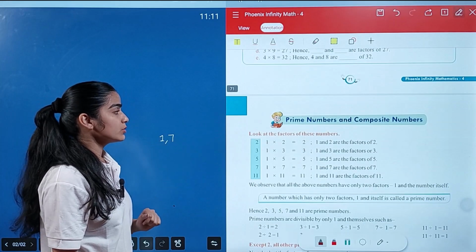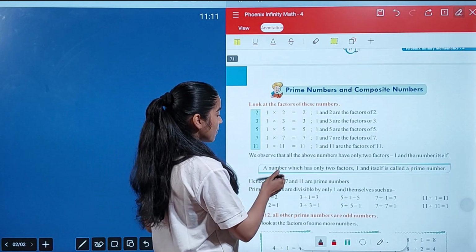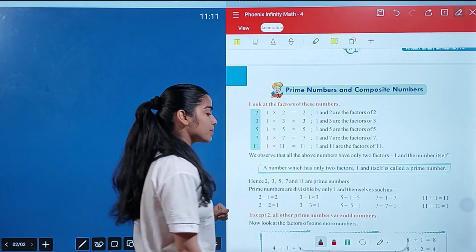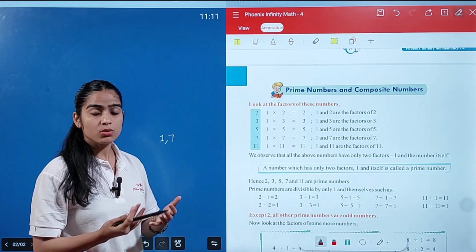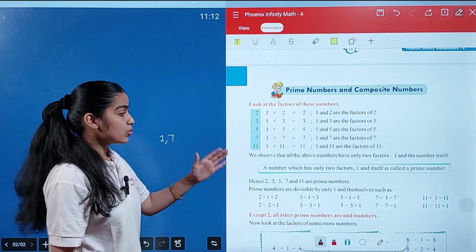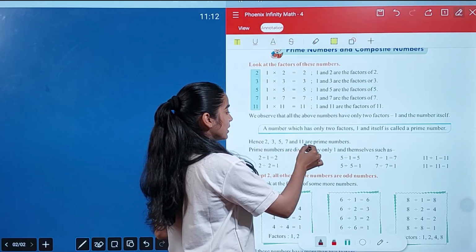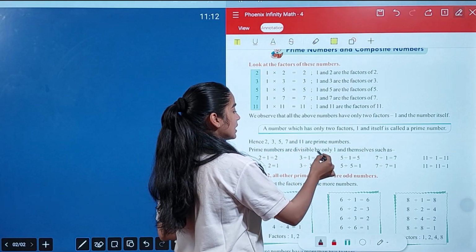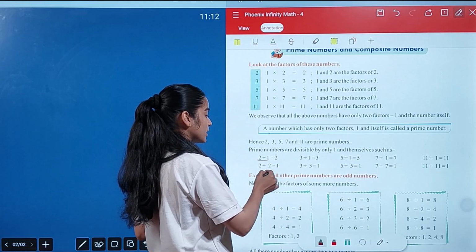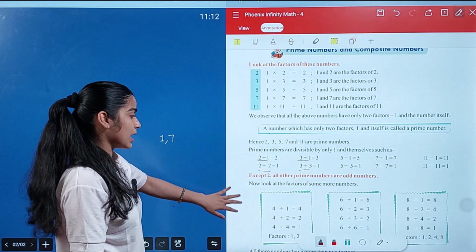Now we move forward to prime numbers and composite numbers. Prime numbers are those numbers which have only two factors, one and itself. It's called a prime number. You can also say that those numbers which appear only in their own table are your prime numbers. So we have 2, 3, 5, 7 and 11 as prime numbers. Prime numbers are divisible by only 1 and themselves, such as 2 divided by 1, 2 divided by 2, 3 divided by 1, 3 divided by 3. These are examples of prime numbers.